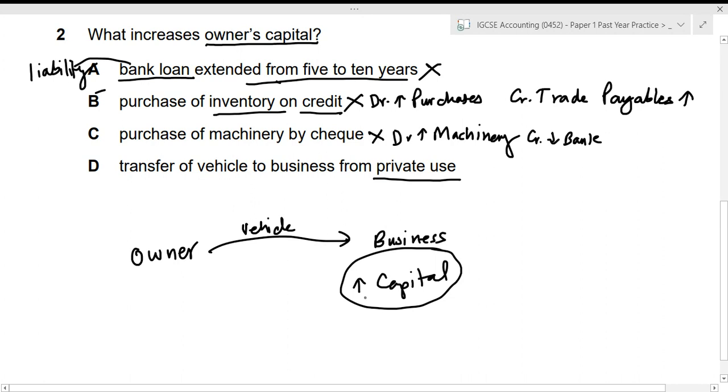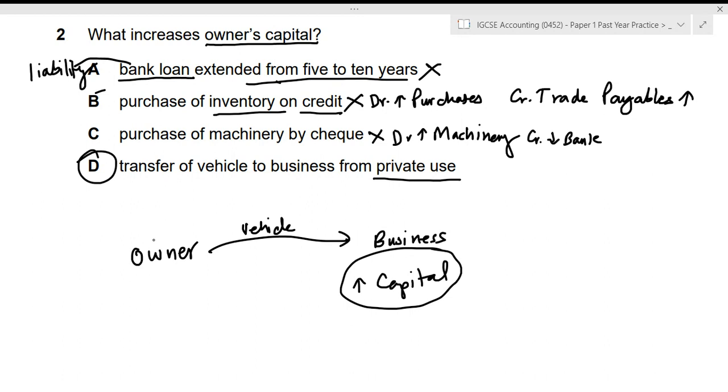Whenever any fund comes into the business in the form of investment for the long term, not as a loan but as an investment, it is considered as capital. Whoever becomes the owner of the business after that investment, it becomes capital. So the owner is already an owner, he's bringing in his personal vehicle in the business. That technically means he's increasing his investment or capital in the business, which is D, making it the right answer here. I hope you have understood this question and the reason behind the answer, but even if you didn't understand the whole thing, you must understand something, because something is better than nothing.